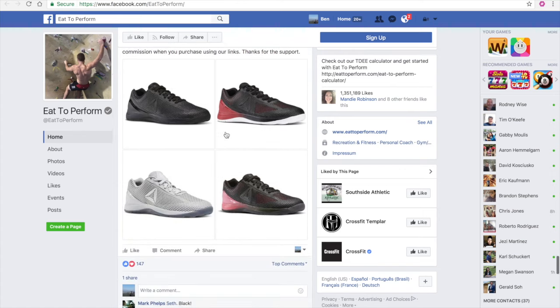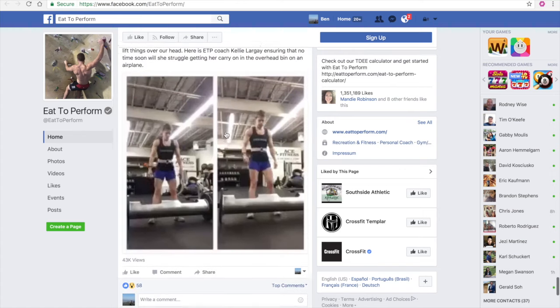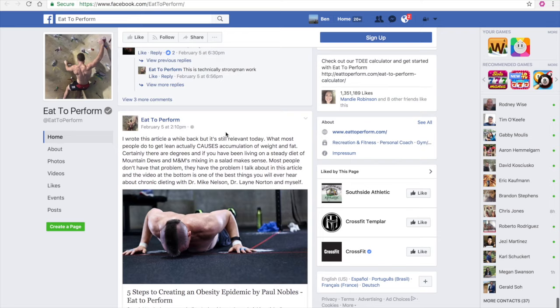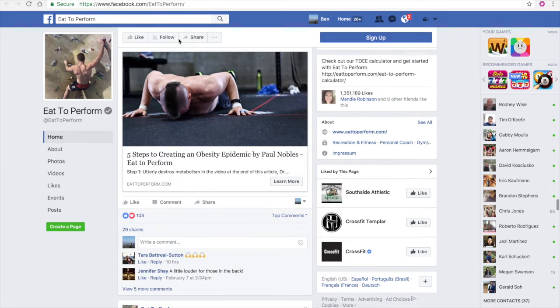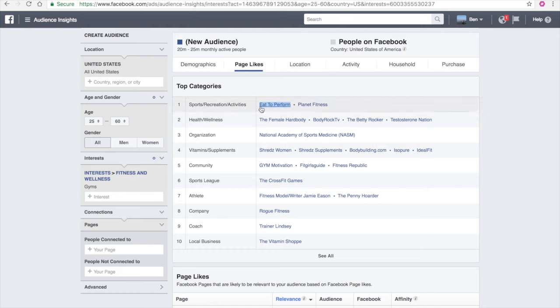We don't want to target this page because the people who have liked this page are not very active, and there's no way to be able to tell exactly how many of these 1.3 million people are actively using Facebook. And we only want to target people who are actively using Facebook. So let's X out of this one. We know Eat to Perform is not what we want. But let's try Planet Fitness.